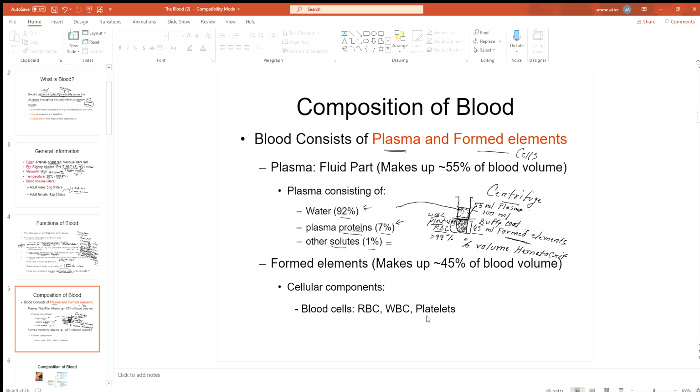Now plasma proteins. There are three types of plasma proteins. Those are important plasma proteins in the blood. We'll talk about those three types soon. Formed elements, which form about 45% volume, called the hematocrit, include the red blood cells, white blood cells, and platelets. The number of red blood cells is much higher than the white blood cells and platelets. Very high.